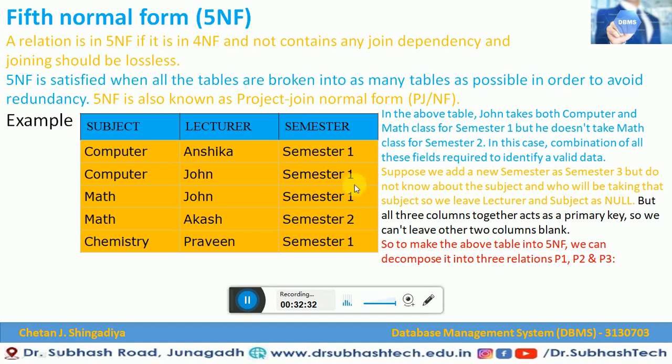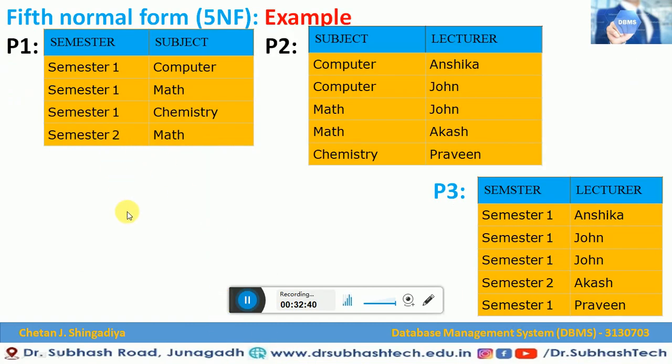So that particular table is decomposed into three tables, that is P1, P2 and P3. Let's see how it can be decomposed. Now that particular example can be decomposed in three ways: semester with subject, subject with lecturer and semester with lecturer. These are the three combinations in which we can decompose our table. Now after decomposition this way, we can say that that particular relation is in fifth normal form.